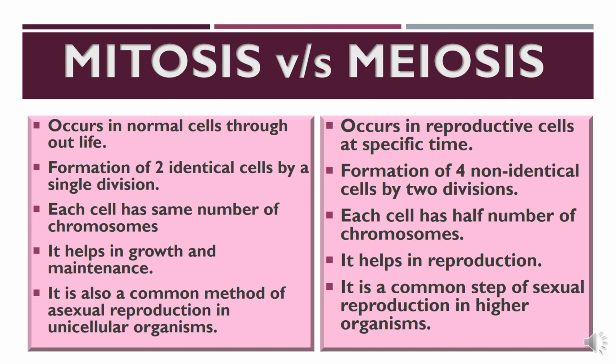in reproduction. Mitosis is also a very common method of asexual reproduction in unicellular organisms like amoeba, paramecium, and other unicellular organisms, and prokaryotic cells also. They all reproduce by the method of binary fission, and binary fission is exactly similar to the mitosis process, in which a parent cell divides into two identical cells. Whereas meiosis is a common method of sexual reproduction in higher organisms, where two gametes fuse together to form a new individual. So I think all these things are clear to you all.